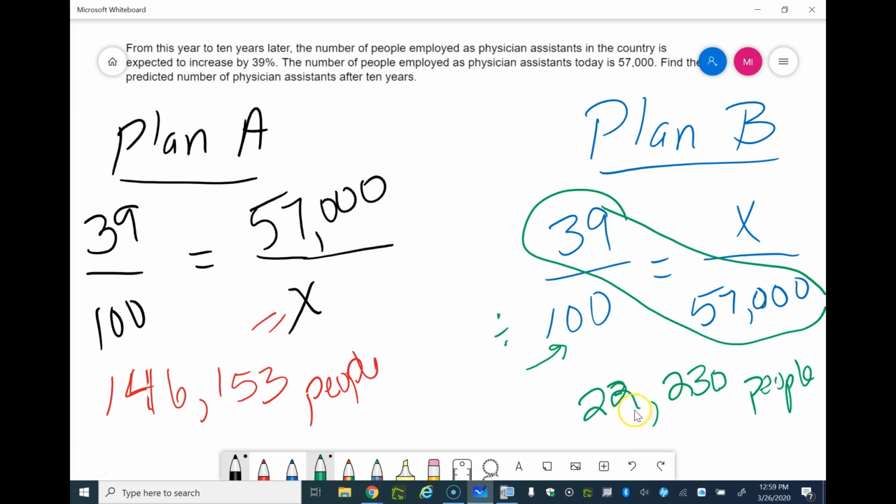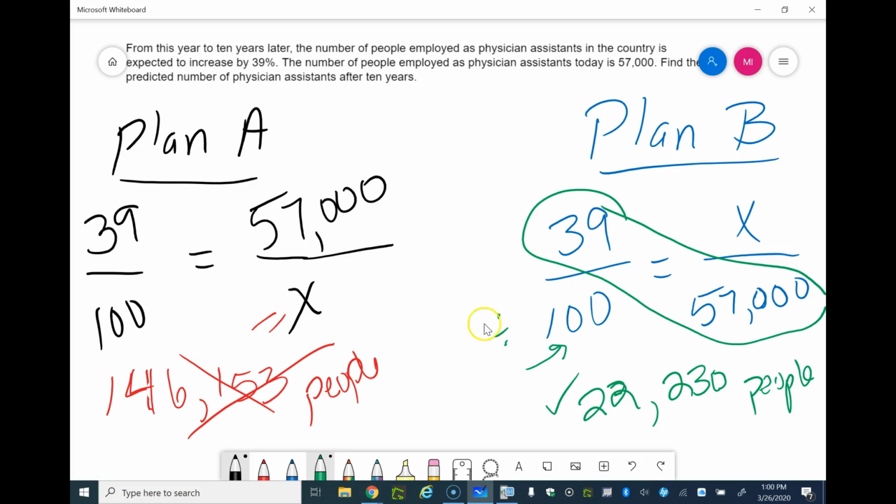However, 22,230 seems reasonable for a 39% increase. So we're going to go ahead and mark this one out because this one doesn't make sense. That's way too many people. And we're going to mark off this one being the right answer.